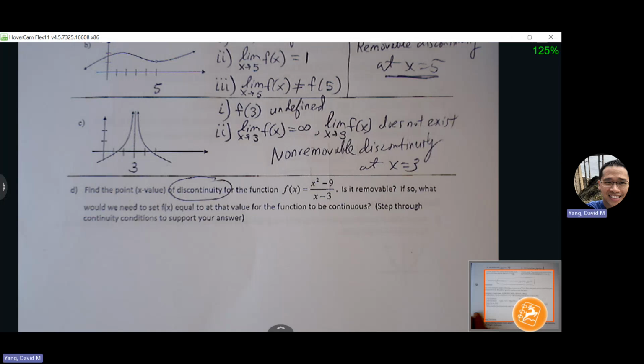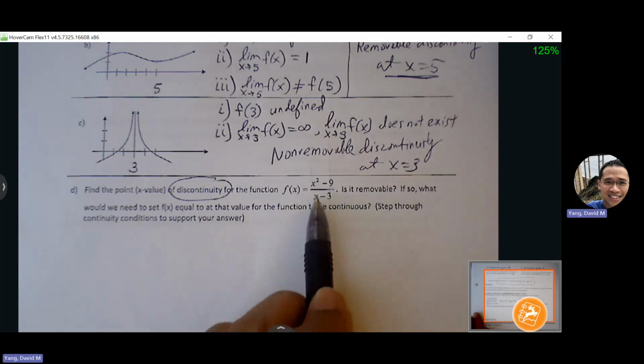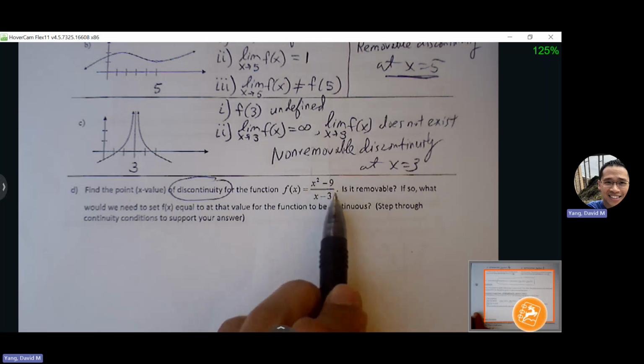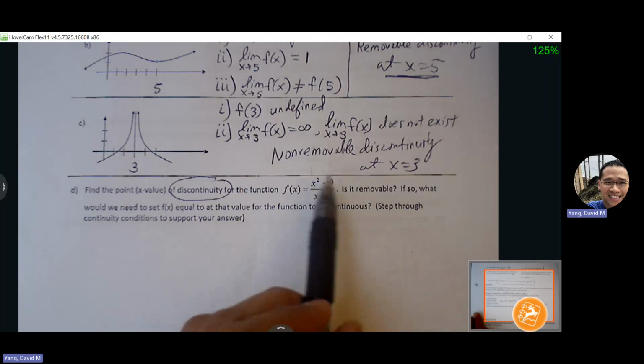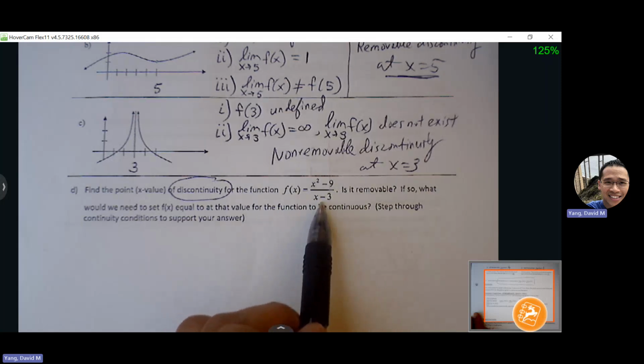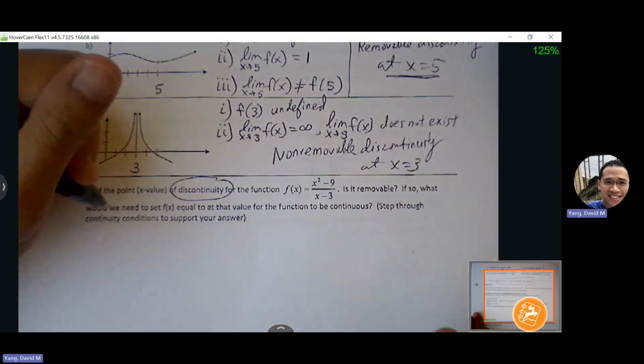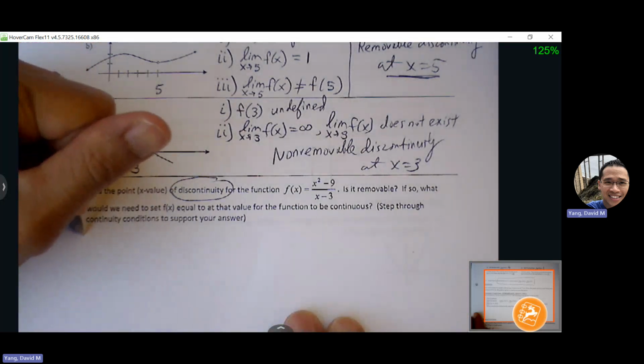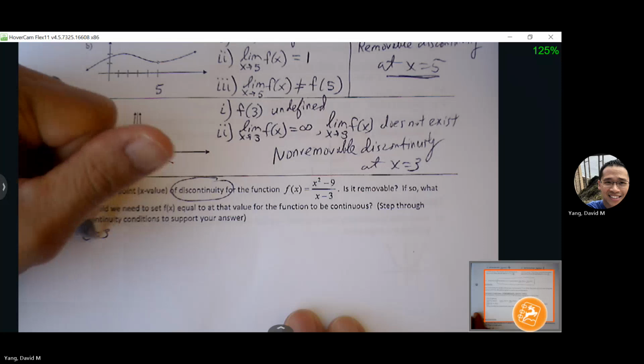Numerator or denominator? Denominator, right? So this x minus 3 can be either a hole or an asymptote depending on whether it stays or gets canceled out. But we know that there must be a discontinuity at 3 because it's in the denominator. Anything in the denominator is going to cause issues. So we know that that's our C value. Our C value is at C equals 3.